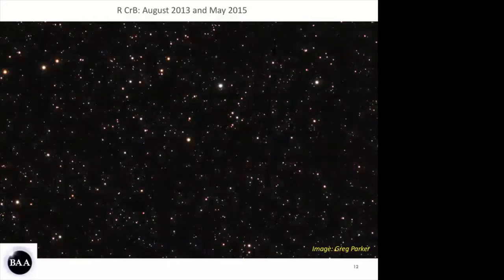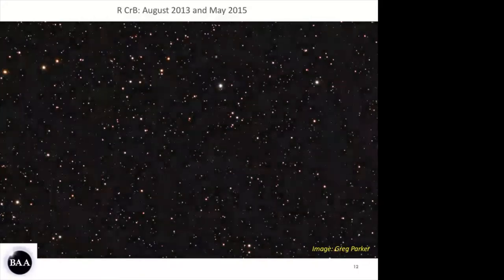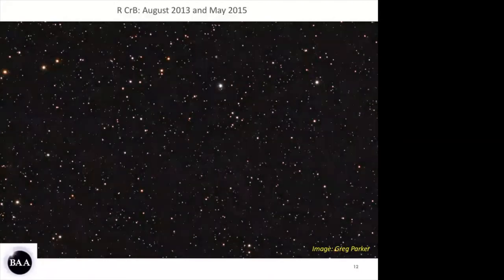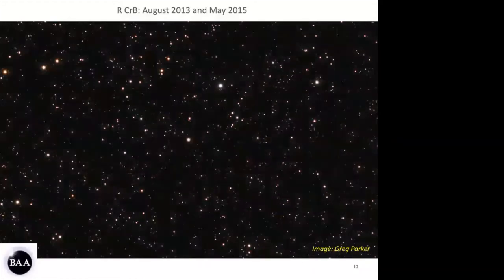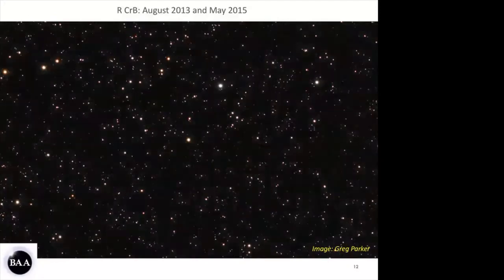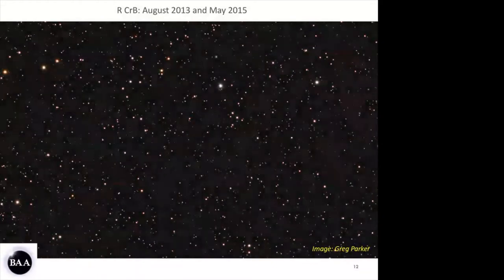This chart here shows an enlarged view of the centre of the Northern Crown, and the star right at the centre, which you can see flashing on and off, is R Corona Borealis. This is an image taken by Greg Parker from the New Forest. And there are two images here. One that was taken when the star was in its fainter state at around 14th magnitude, and another one when it was bright. And that was back in 2013 when it was bright at around 8th magnitude. So you can see what a huge variation in brightness there is with this star.